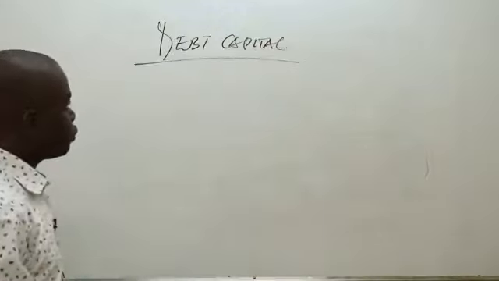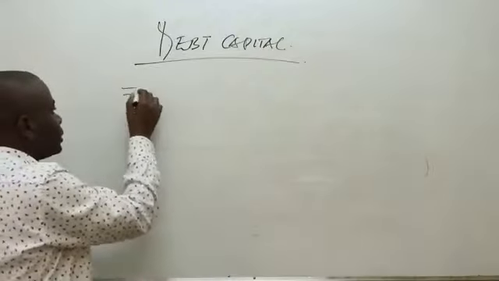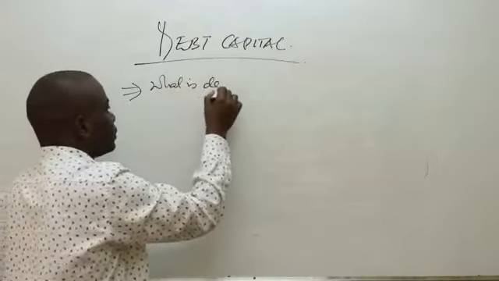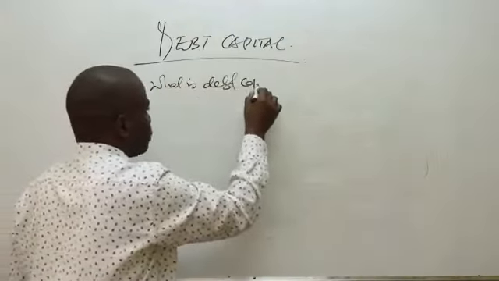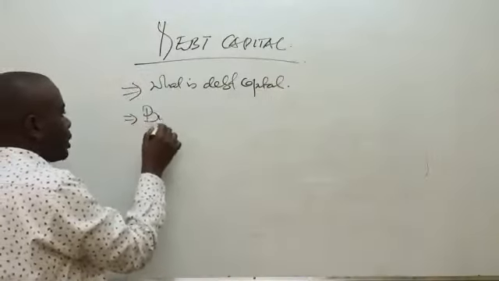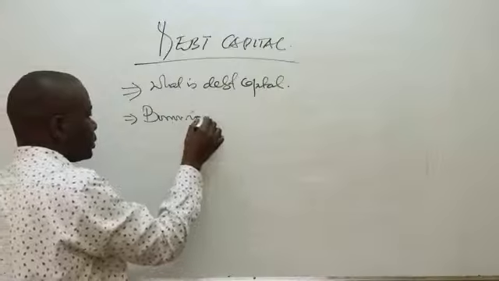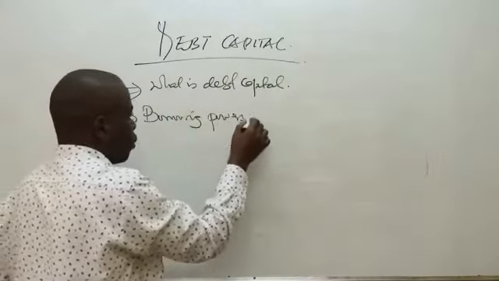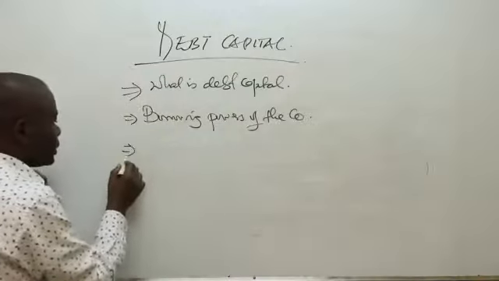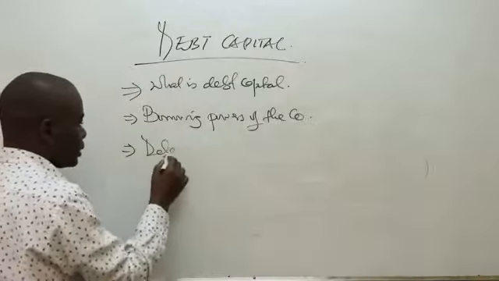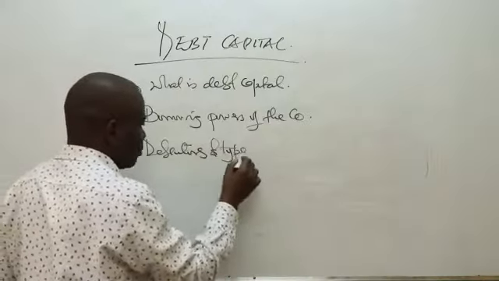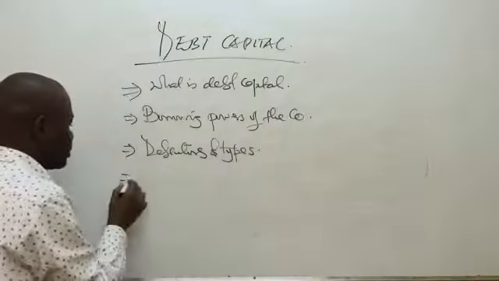So what you basically need to know under this particular topic is what debt capital is. Then you need to know something about the borrowing powers of the company. You need to understand something about debentures and types of debentures. What is a debenture, and what are the types?